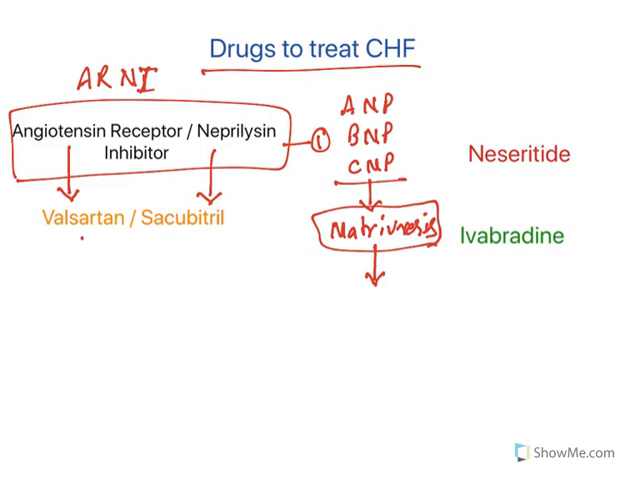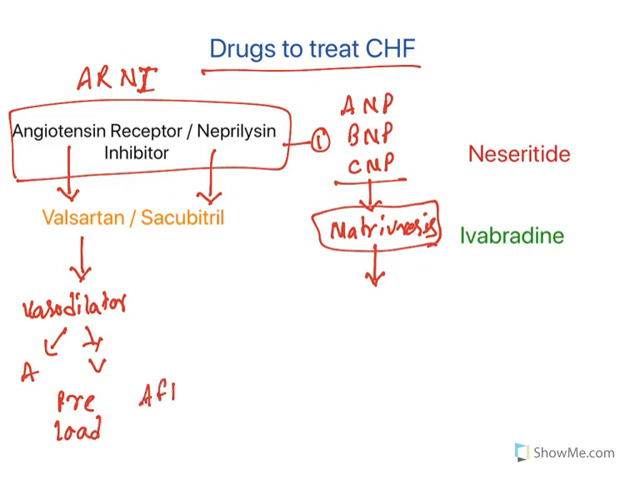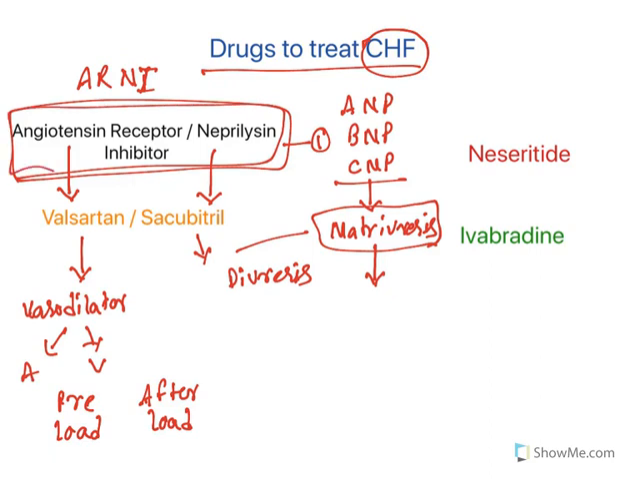So in this combination, Valsartan is a vasodilator. Because it is blocking the angiotensin receptor, Valsartan dilates arteries as well as veins. That means you will be reducing preload as well as afterload. Both of them will get reduced because of this drug. Whereas Sacubitril causes natriuresis as well as diuresis. So this combination is treating all the symptoms of congestive heart failure. This combination is nowadays used to treat congestive heart failure.